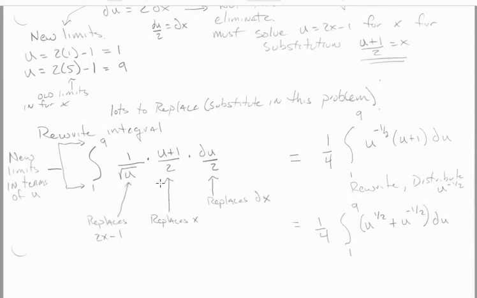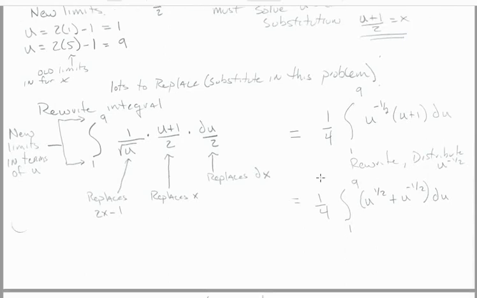This entire integral, I've rewritten on the right hand side here. The 2 times 2 in the denominator is 4, so we pull out a 1/4, and then we have an integral from 1 to 9. I rewrote the 1 over the square root of u as u to the minus 1/2. The u plus 1 stays there, and we have du. So let's keep that 1/4 out in front of the integrand, going from 1 to 9.